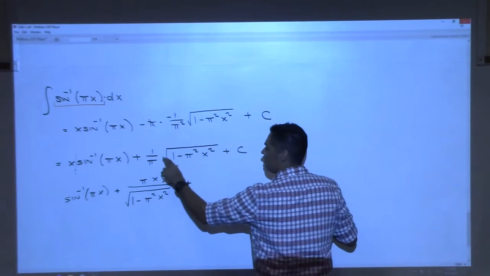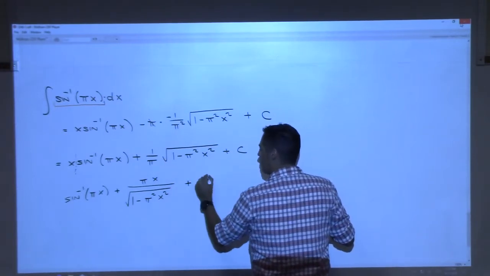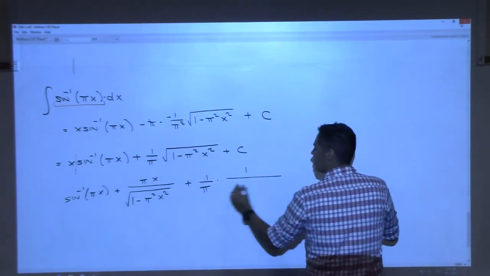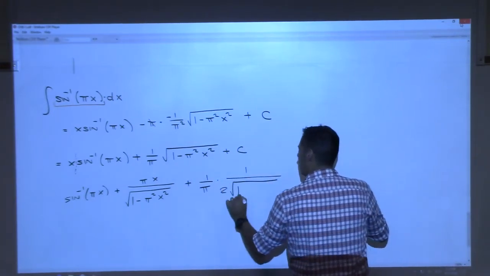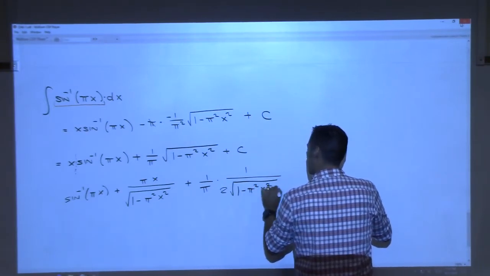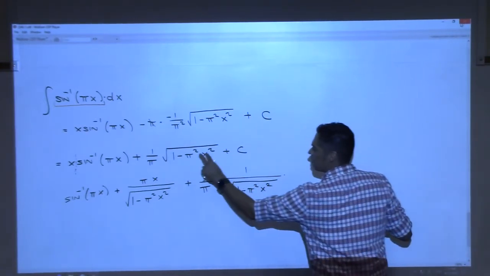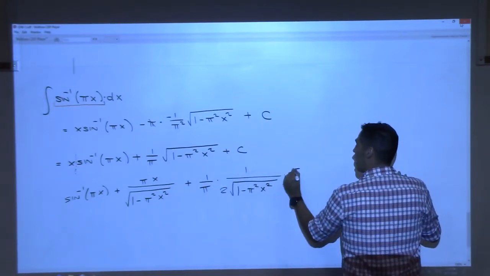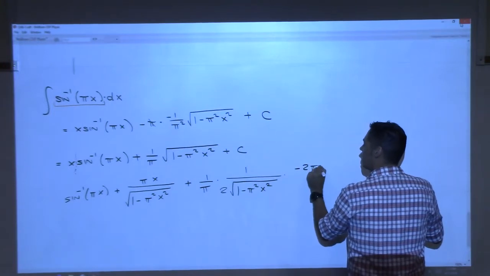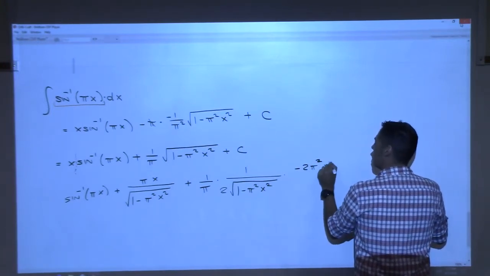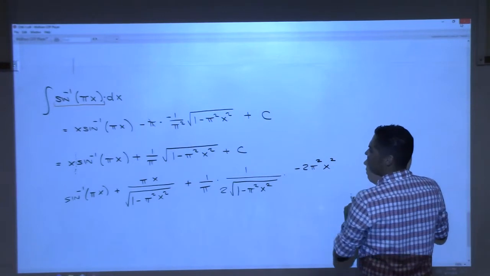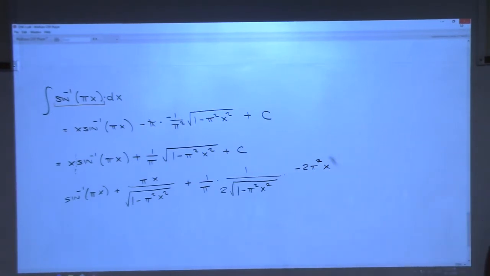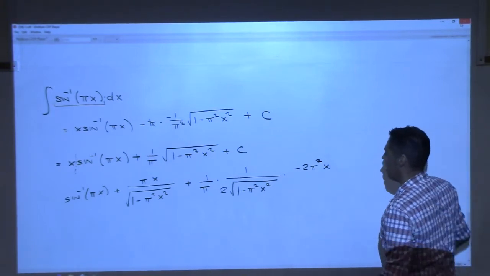Plus, now, the derivative of this. Now the 1 over pi comes along for the ride, times, what's the derivative of the square root of something? 1 over 2 square roots of that something, times the derivative of what's inside, which we did already. It was negative 2 pi squared x. No, we took the derivative of the x, so just x. Okay, now what happens here?